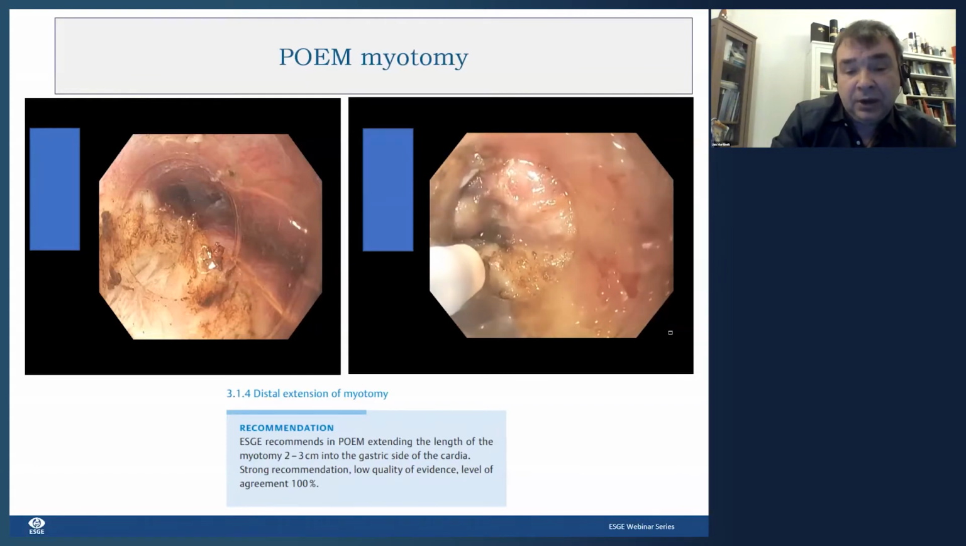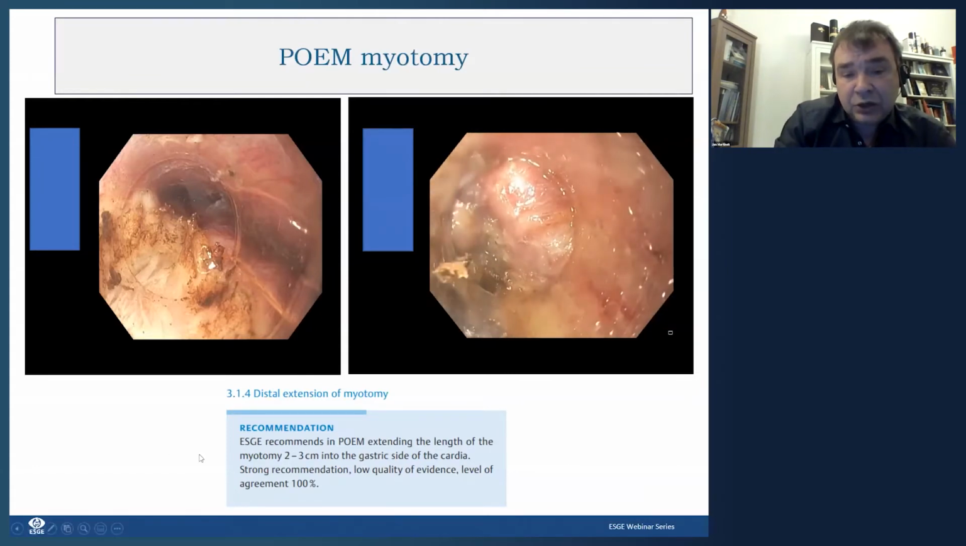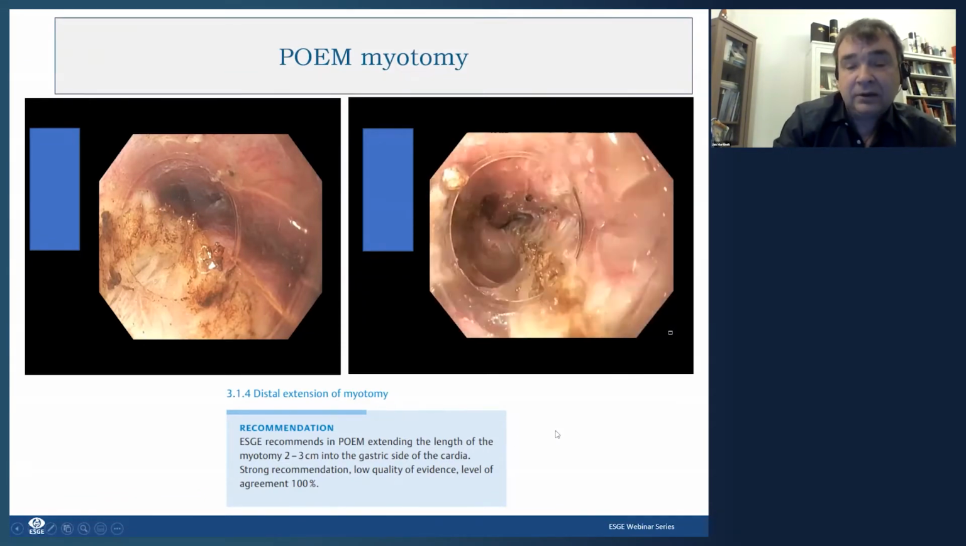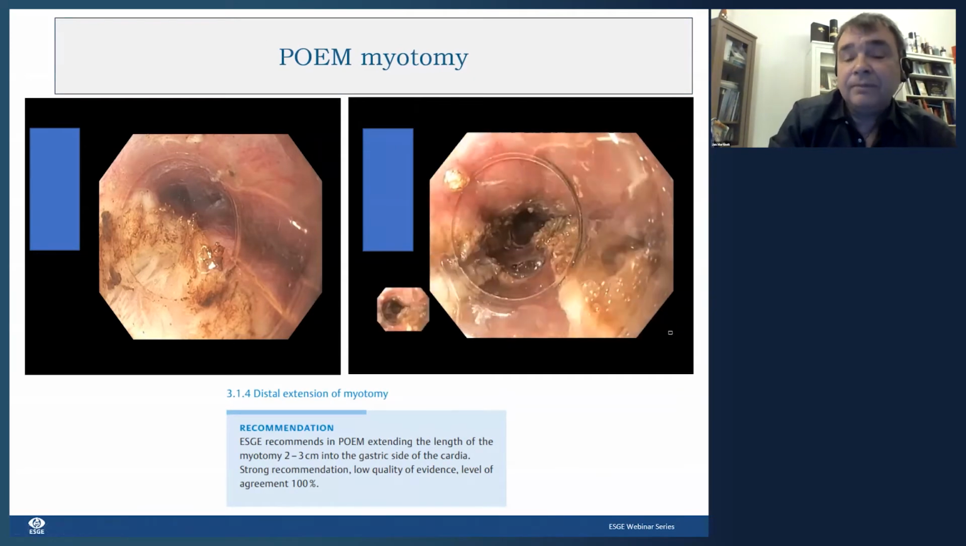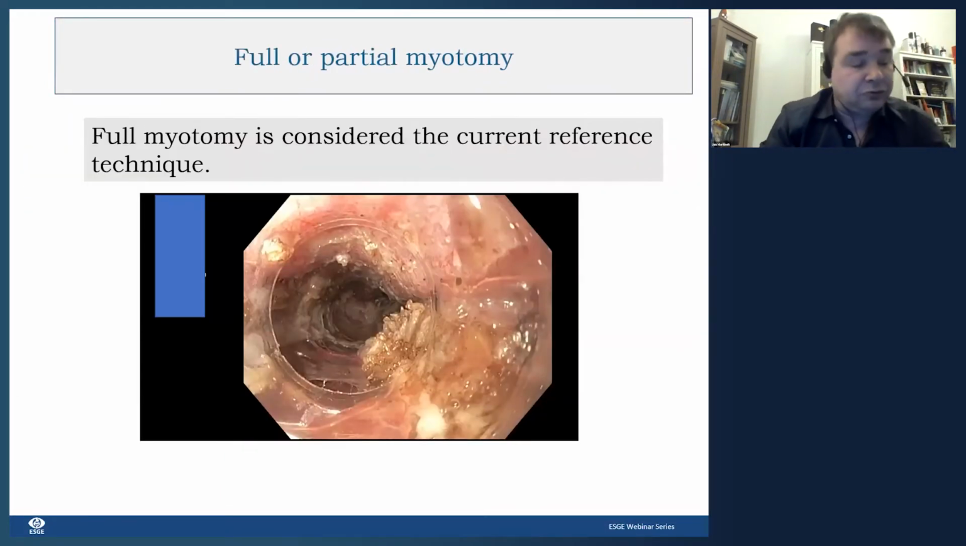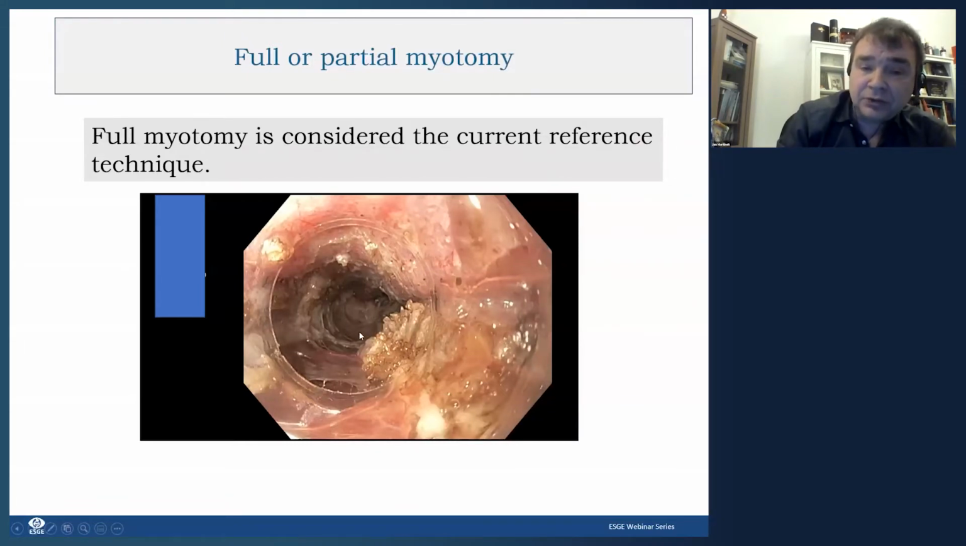ESGE recommends in POEM extending the length of myotomy 2 to 3 centimeters into the gastric side of the cardia. It is a really important point to have a good and long-term effect. To perform full or partial myotomy, it's important to note that the majority of studies perform full myotomy. It means splitting both the circular and longitudinal muscle layers. As you can see here, this is adventitia, and full myotomy is considered the current reference technique.